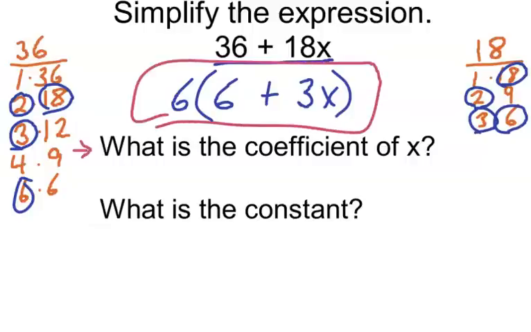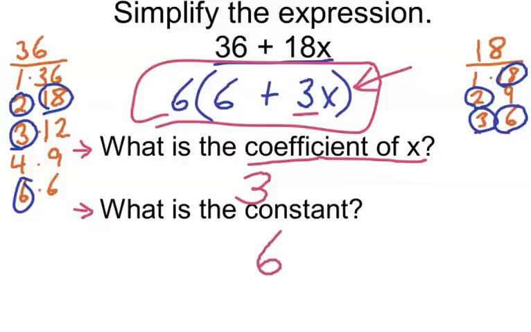It says, what is the coefficient of x? And remember, the coefficient is the number next to the letter x. And since we used this approach, the coefficient would be 3. Okay, and then what would the constant be in this? Well, actually there's 2 constants, and they're both the same. So the constant is 6. So there we go. The coefficient is 3 because it's right there next to the variable. The constant is 6 because it's just a number by itself without any variable.